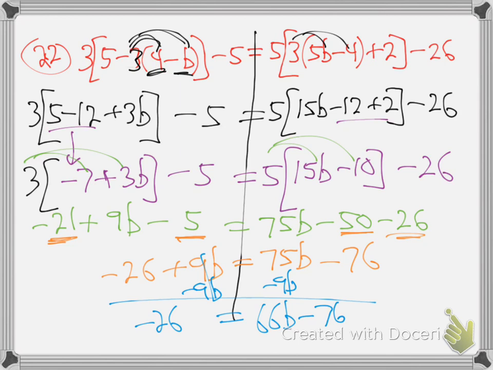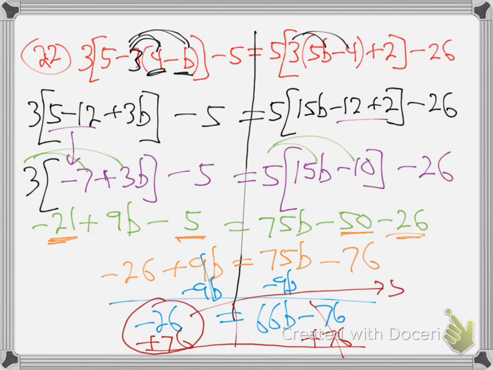Now, b said, I won't be alone. I won't be alone. Get rid of this stuff that's with me so I can be alone. Add the 76. Add the 76. So that's gone. I'm running out of room. I have to bring it over here. That'd be 76 minus 26 is a nice, clean 50. And the other side is 66b, right? Mm-hmm. Last step.